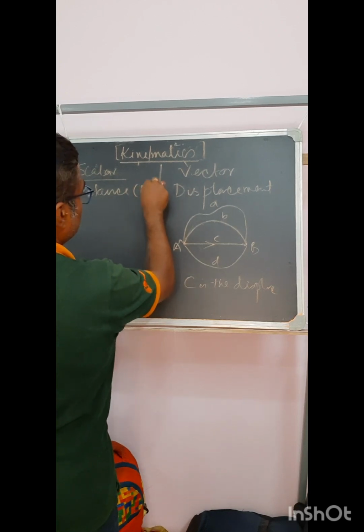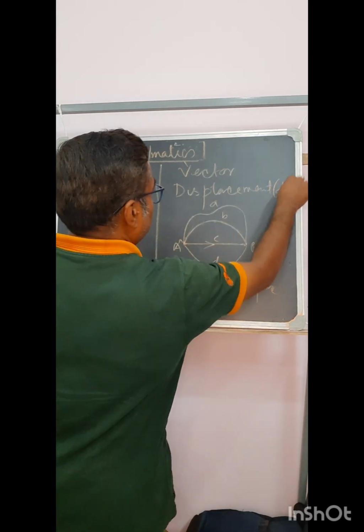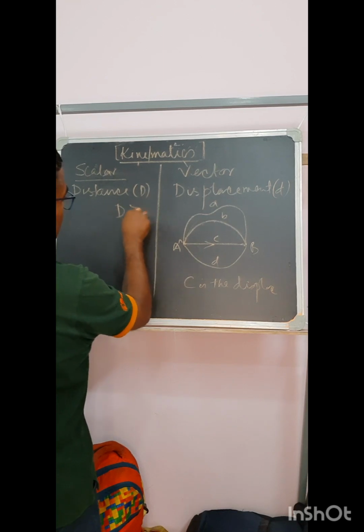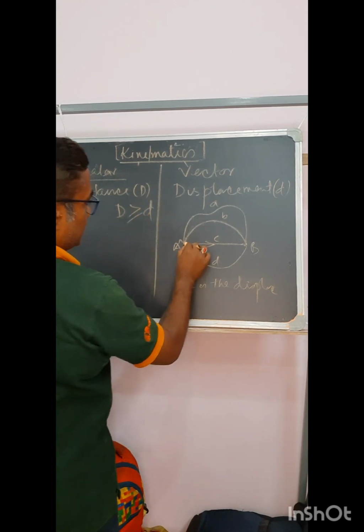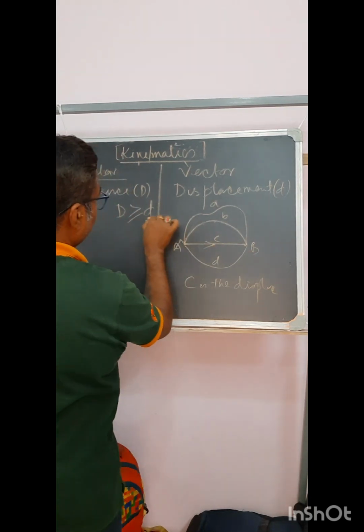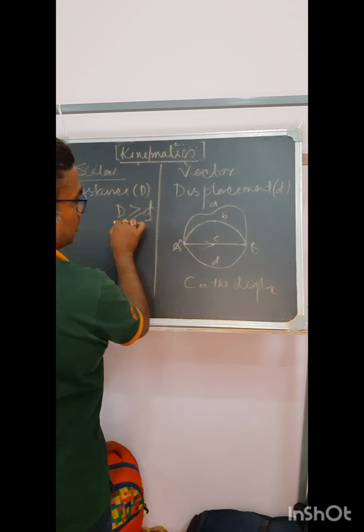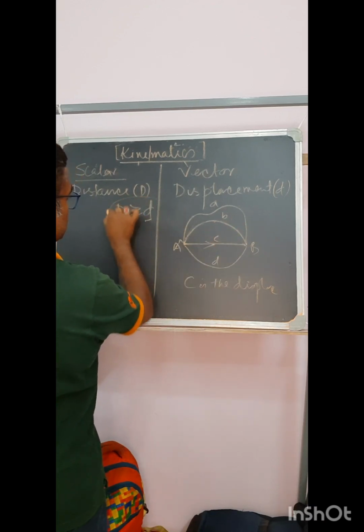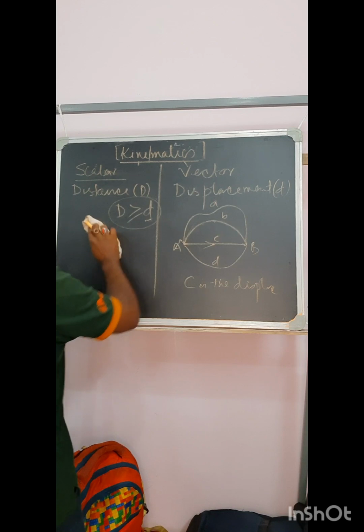If I denote it as small d, you can see the capital D is always greater than small d, because the shortest is called d and any other path is more than the shortest distance. So this equation will imply that.